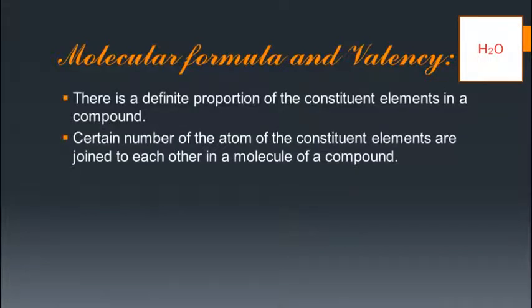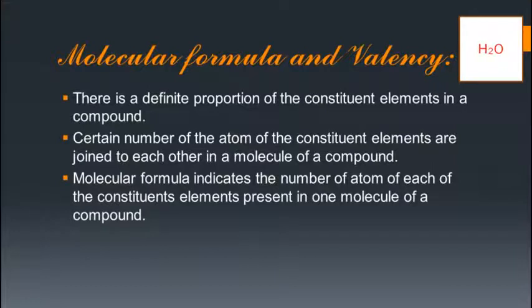Next, a certain number of atoms of the constituent elements are joined to each other in a molecule of a compound, and a molecular formula indicates the number of atoms of each of the constituent elements present in one molecule of a compound. Now students, for water, the number of atoms of hydrogen is 2 and oxygen is 1. So the molecular formula indicates the number of atoms of each of the constituent elements, hydrogen and oxygen, present in one molecule of a compound.